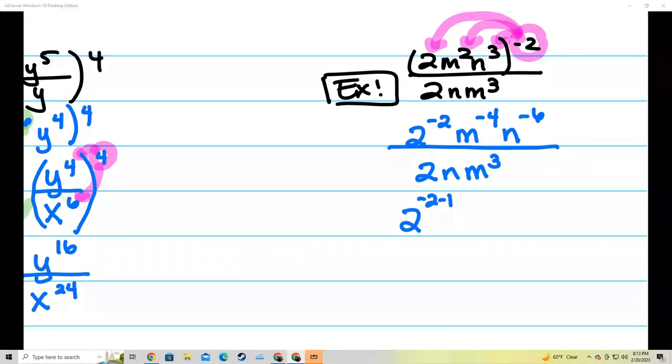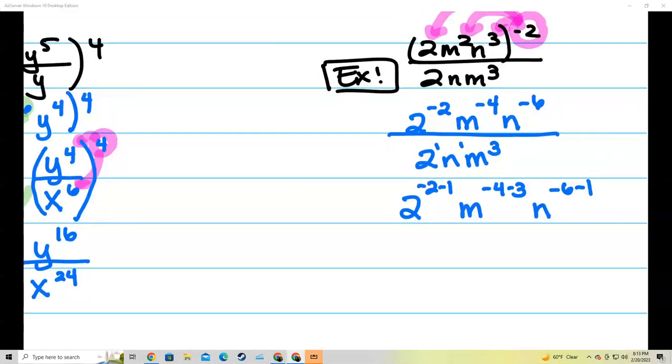As far as the m's are concerned, I'm going to take this m, and I'm going to subtract the 3. So it's going to be m to the negative 4 minus 3. And then when I do my n's, it's going to be n to the negative 6 minus 1, because again, this has an exponent of 1, and this has an exponent of 1. All right, and remember, we're going to push everything to the top. That's why the fraction is pretty much gone as soon as we did that.